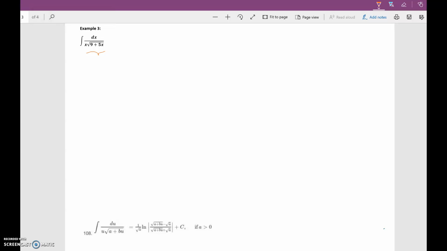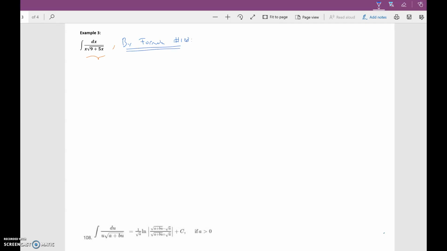In this case, by 108, we're just going to let u equal x, a equal 9, and b equal 5. So we can rewrite this integral.